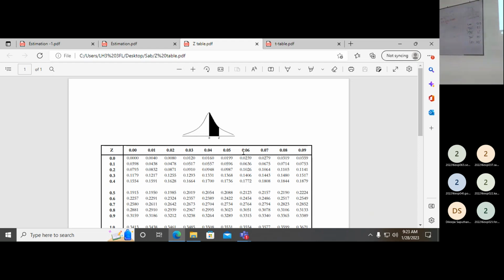Any clarification, please ask. That's why normally for 95% confidence, the critical values are written as plus or minus 1.96.